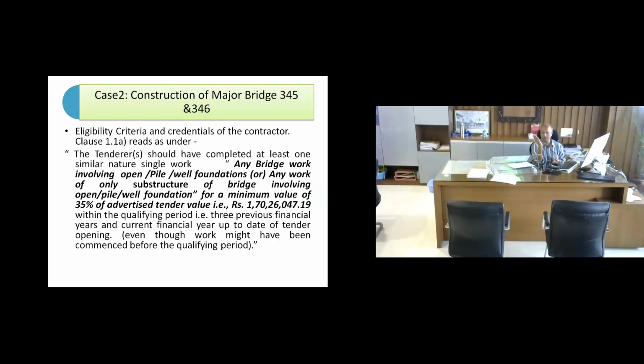Go through the bold portion of criteria. That is very important when you are part of a tender committee. You should understand what is the similar nature of work and how much of the credential qualifies as similar nature of work. It was any bridge work involving open pile well foundations or any work of only substructure of bridge involving open pile well foundations for a minimum value of 35%, that is 1.7 crore rupees.